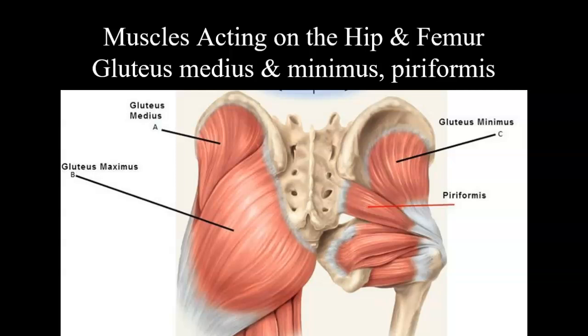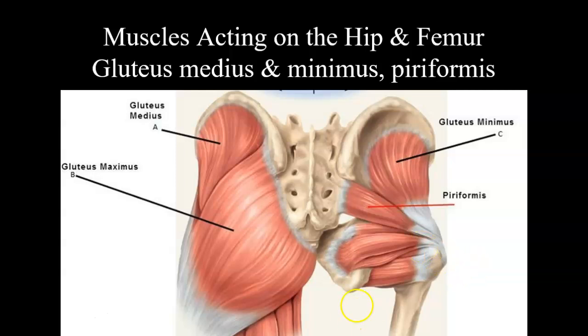Gluteus minimus, again, is much smaller, much deeper. If you take gluteus maximus, you have to pull it off. You then have to pull gluteus medius off. Then you expose gluteus minimus. Gluteus minimus comes down and attaches to the greater trochanter. It does a small amount of external rotation and a small amount of abduction. Really, by and large, it's a stabilizer of the hip.